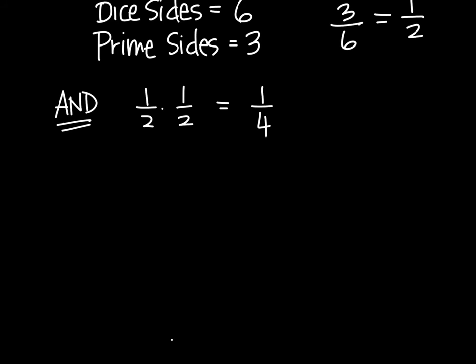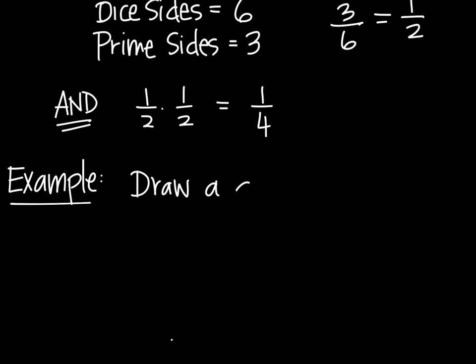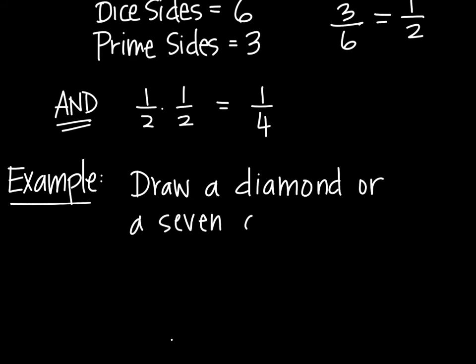All right, our final example, and we'll get to the extra credit. Okay, so our final example is this. Suppose you want to draw a diamond or a 7 card. So the word or is explicitly in this problem.